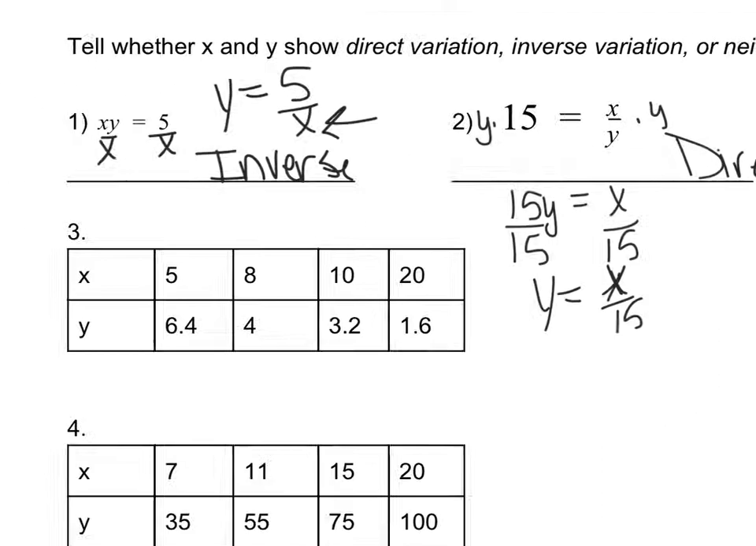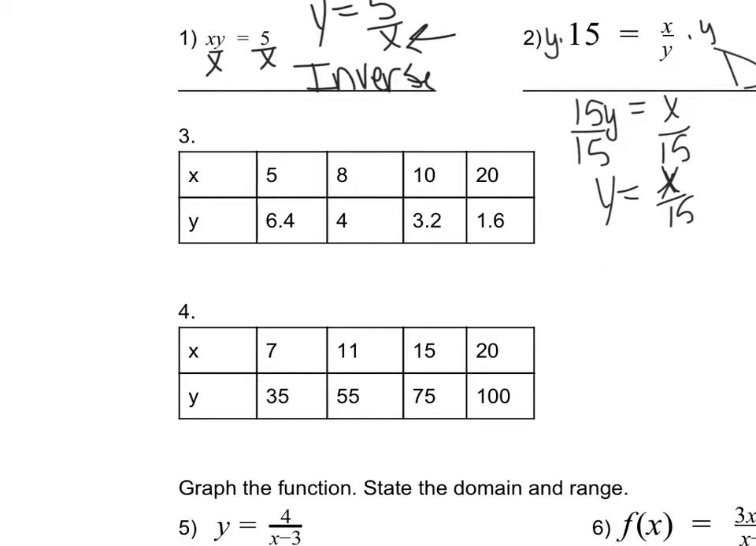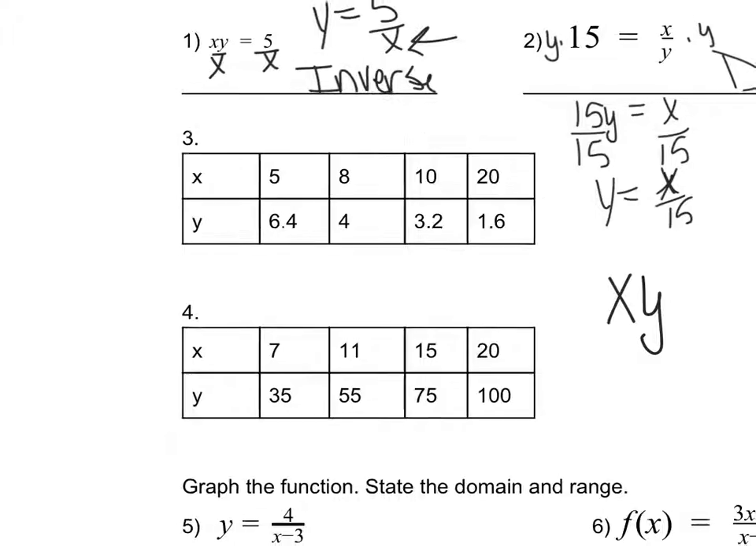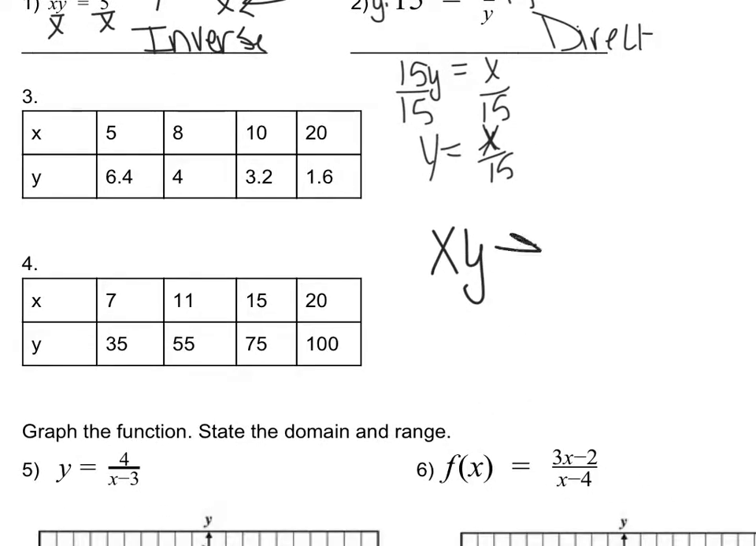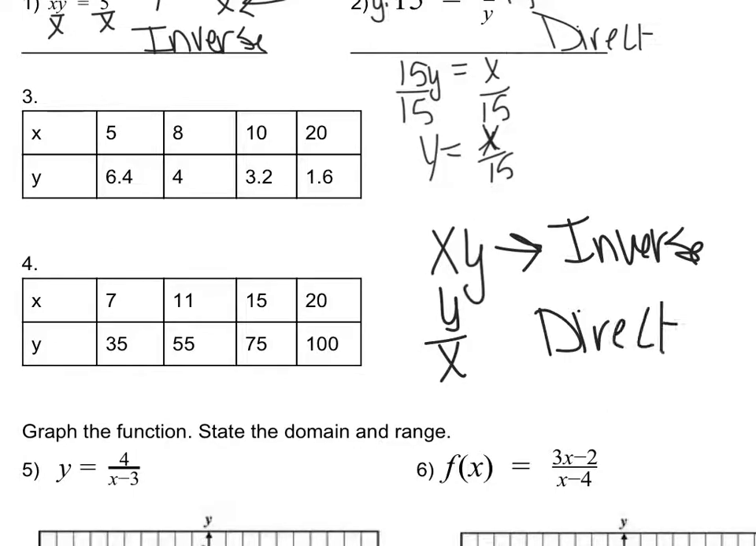Okay, moving on to tables. Remember, when we're looking at tables, we're comparing that if x times y is consistent and it is the same every time, then it is going to be inverse. Okay, if y divided by x is the same every time, then it is direct. So let's take a look at what we have.